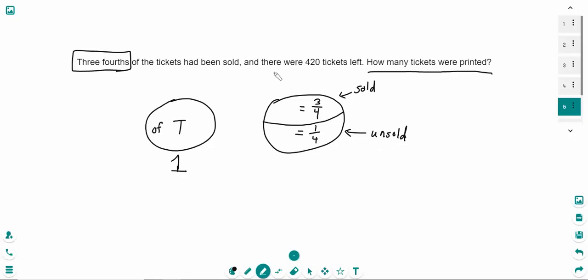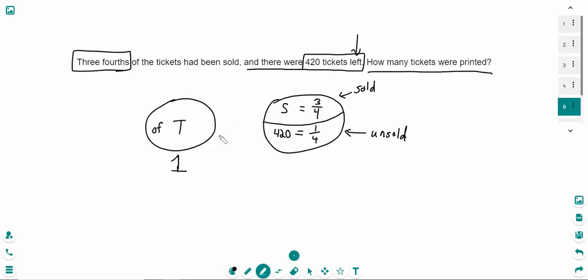Now, what number do they give us here? They say there were 420 tickets left. Key word right here, left. Okay, so that means they were not sold. If they're still left, then they weren't sold, right? So this number has to go in the unsold part of our bubble here. So that's going to go over here, 420. 420 is going to be equal to 1/4 of the total. Okay, so this upper one, maybe we'll call it S for the sold ones. That one's an unknown. We don't know how many they actually sold. We just know that they sold 3/4 of the total.